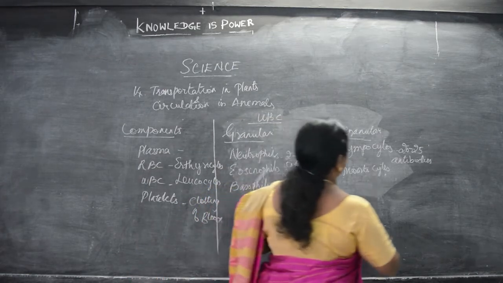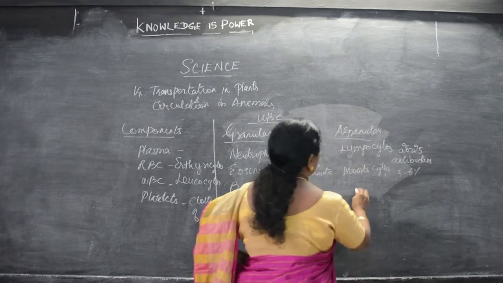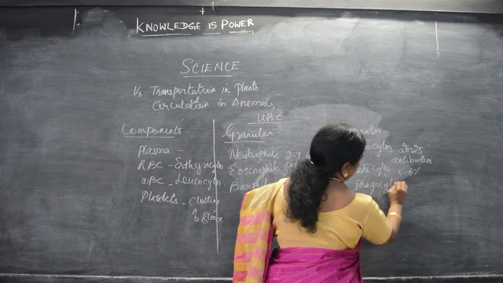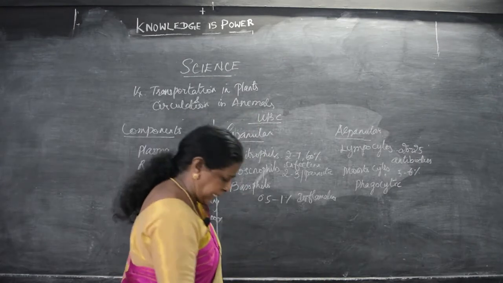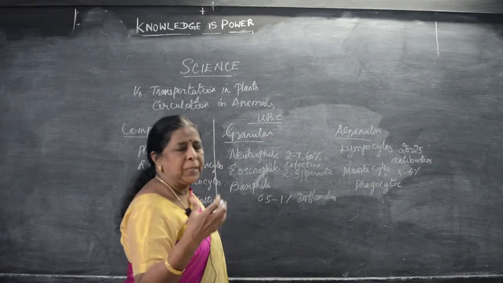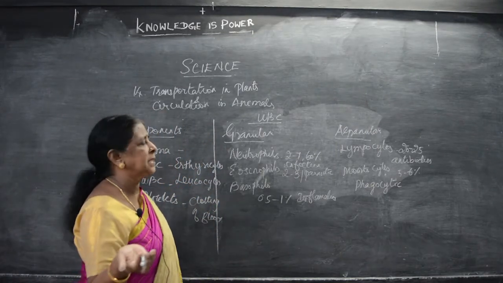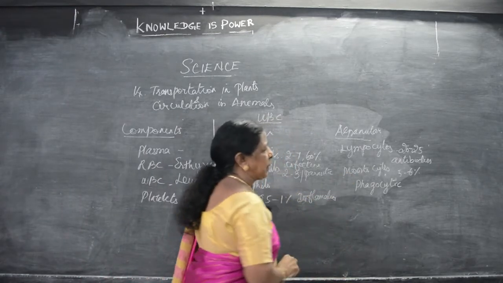And monocytes are 5 to 6%. They are phagocytic. Phagocytic means worn out cells can be swallowed by it. Phagocytic, engulf. Diseased cells and damaged cells can be engulfed by the monocytes. So, they are helping in phagocytosis.